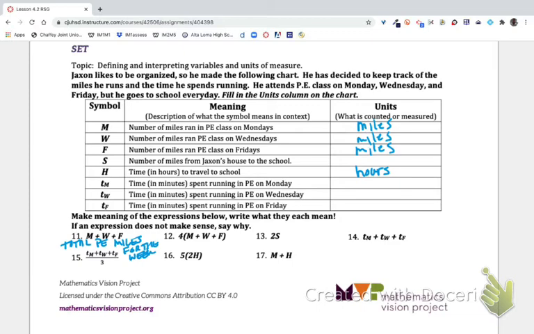Number 12 takes that same thing and then multiplies it by 4. Why would I want to multiply it by 4? Oh, I know there's 4 weeks in a month, so monthly PE miles.